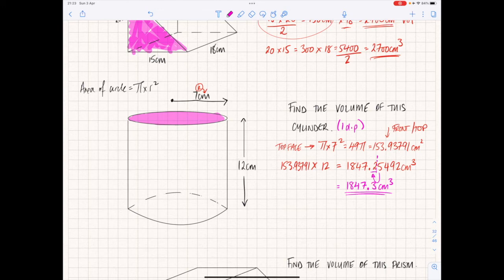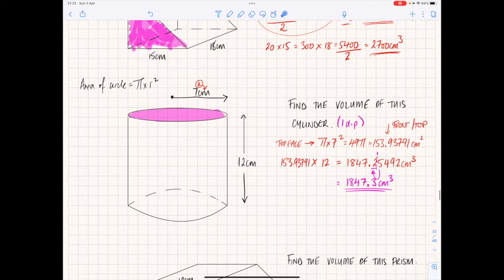So just remember, with a cylinder, you're still following the same process. You're finding the area of the front face or the top face, whatever you want to call it. In this case, it is the top. And then you'll times it by the height. But just remember that in order to find the area of that, it is a circle. So it's pi times the radius squared.